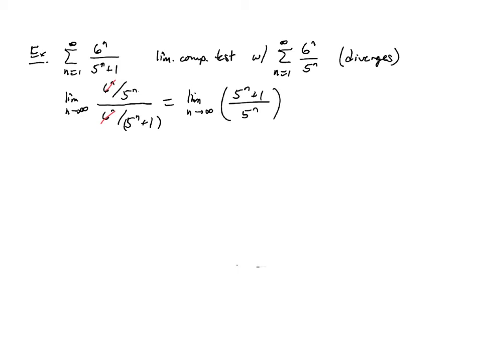And you can evaluate this limit in one of a couple of ways. One way would be to use L'Hopital's rule. Another way, though, is to just use a little bit of algebra. Right, so I can write this as 5 to the n over 5 to the n plus 1 over 5 to the n. And so that's the same thing as 1 plus 1 over 5 to the n. And as n goes to infinity, this bit goes to 0, so our limit ends up being just 1, which is certainly positive and finite.